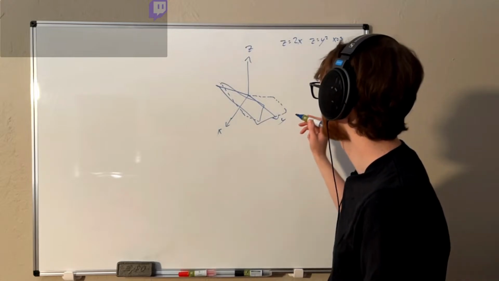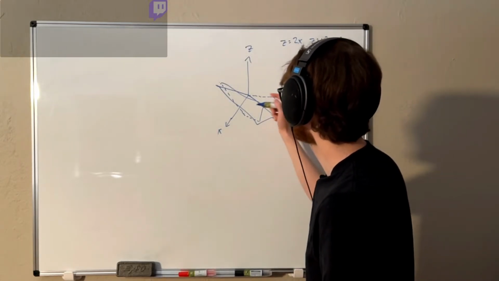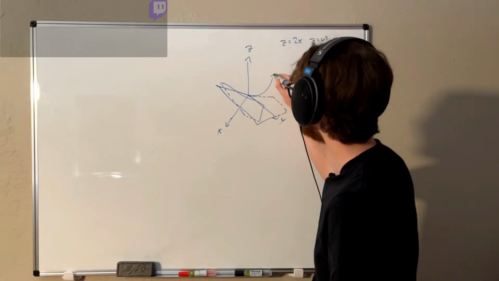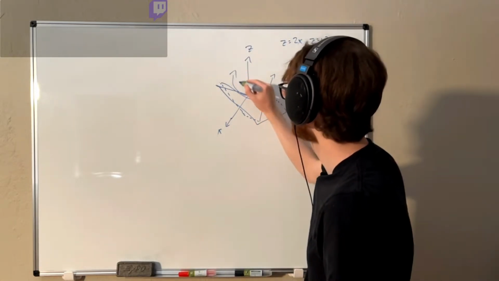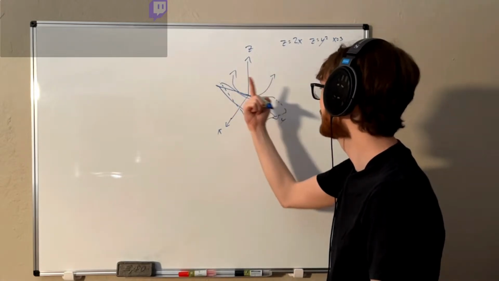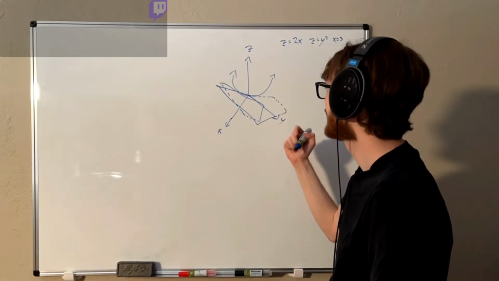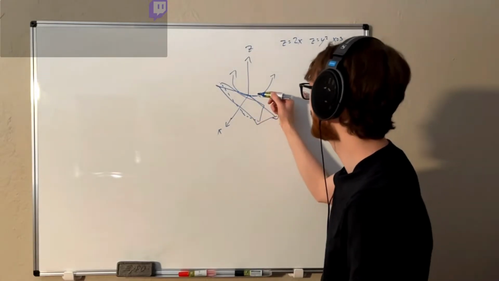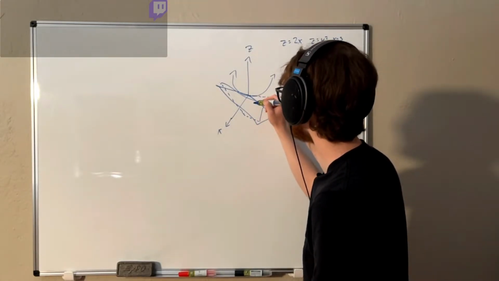But we also have z equals y squared, which, if we look at just the zy plane, is a parabola. But it's true for all x, so this thing gets rotated around. So that looks like a bowl, and we want to take like a quarter of that bowl, I guess.